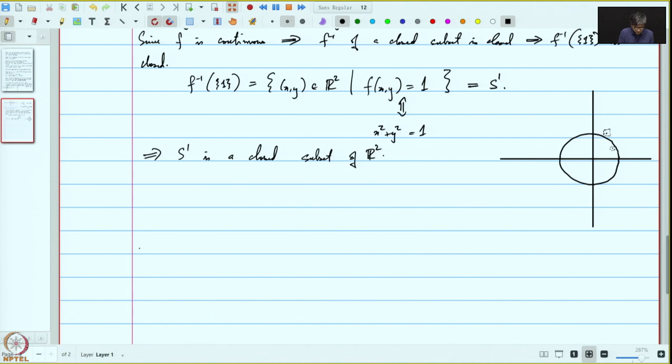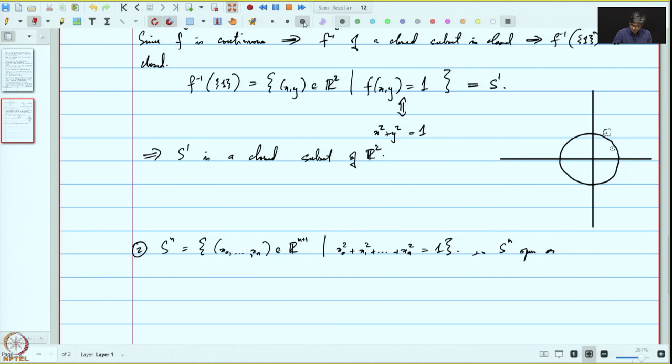Okay, so let's take the second example. Another example which we had seen was the spheres Sn, right? This is those (x0, ..., xn) in R^(n+1), such that x0 squared plus x1 squared plus ... plus xn squared is equal to 1. Okay, so is Sn open or closed in R^(n+1)?